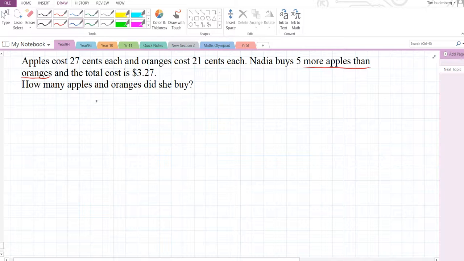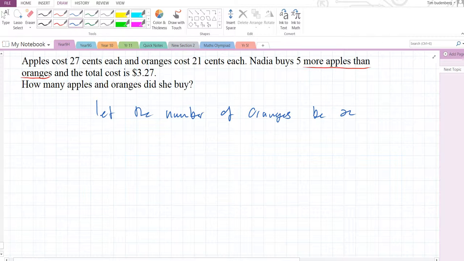So we can say, let the number of apples, whoops, after all that talking, I went with the wrong one. Let the number of oranges be x. Therefore, we can say number of apples is equal to x plus 5.